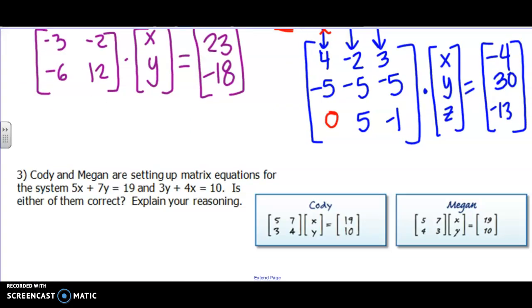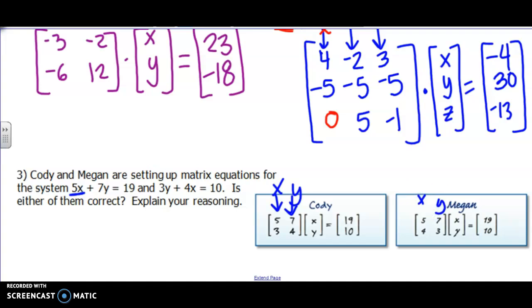So if you go down here to this next one, it says Cody and Megan are setting up matrices for the system 5x plus 7y equals 19 and 3y plus 4x equals 10. Are either of them correct? Now remember that you need to have a column for the x's and a column for the y's. So you want to check that this represents a column of x numbers. Same thing for Megan over here.